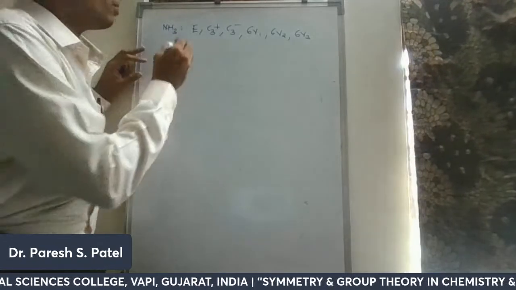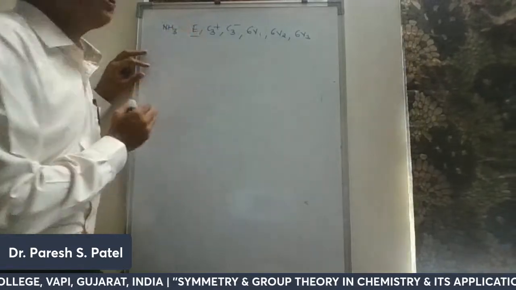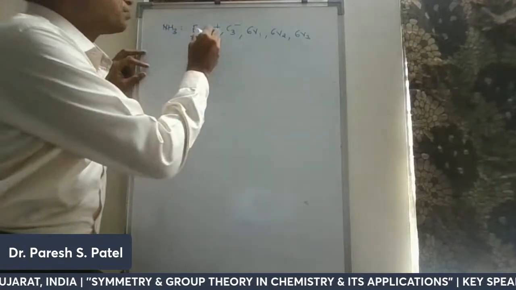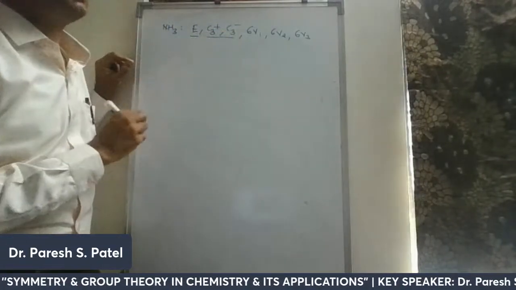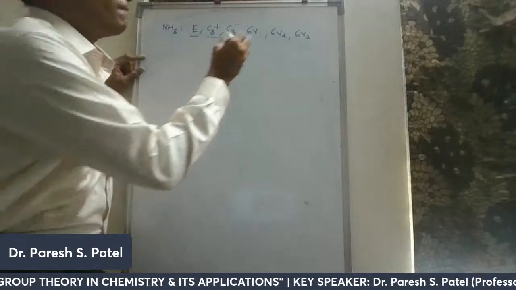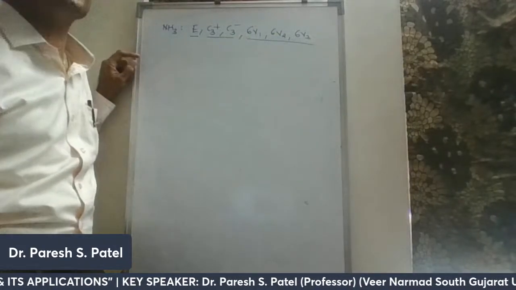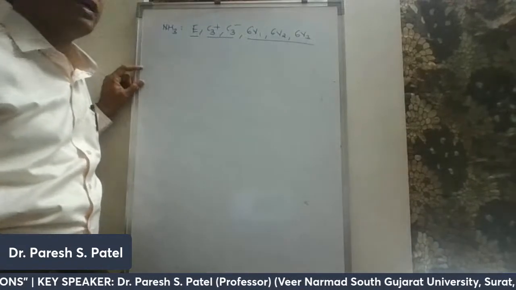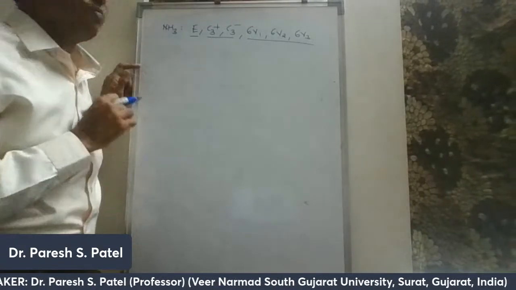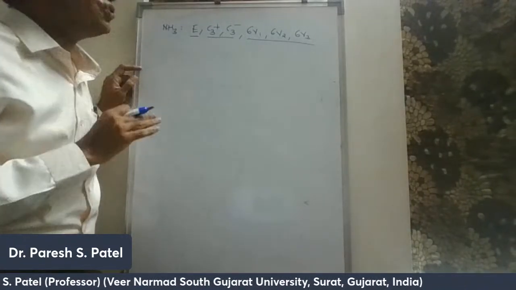In case of ammonia molecule, E is conjugate to itself to form an individual class. C3 plus and C3 minus are conjugated to each other to form a combined class. Sigma V1, sigma V2, sigma V3 are conjugate to one another to form a combined class. That is, we have to prove the ammonia molecule consists of 3 classes.